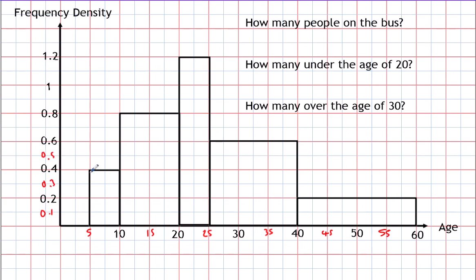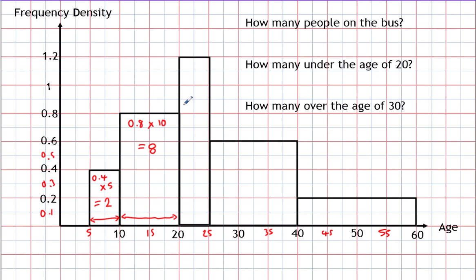Right, first bar then is 0.4 tall, so 0.4 times, and how wide is this bar? It goes from 5 to 10, so it's 5 wide, so 0.4 times 5. 4 times 5 is 20, so 0.4 times 5 is just 2. So there's 2 children on the bus between the ages of 5 and 10. Looking at the next bar, it's 0.8 tall. The bar goes from 10 to 20, so it's 10 wide, so the area is 0.8 times 10, so 8. So there's 8 people between the age of 10 and 20 on the bus.